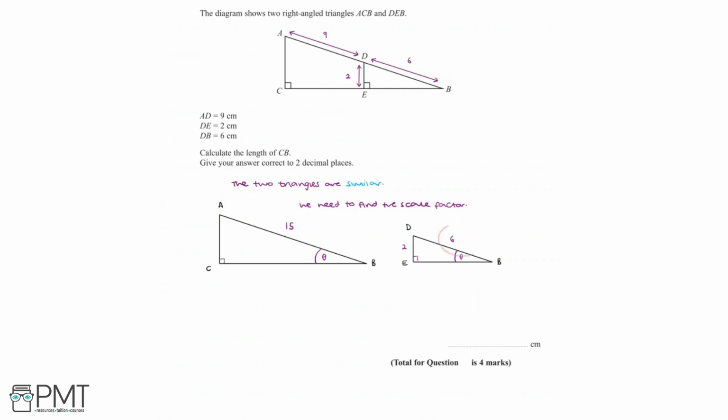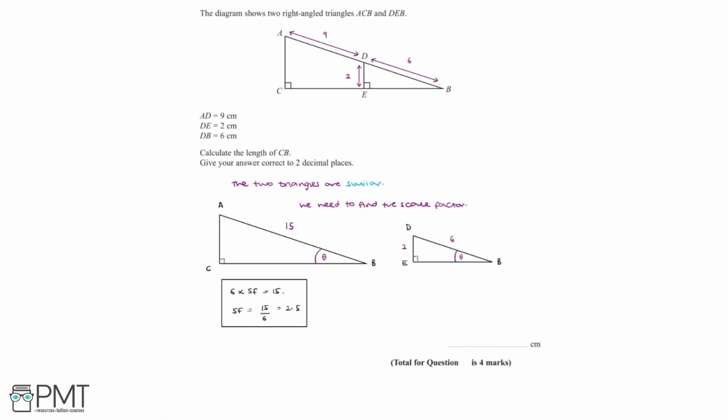We can say that 6 multiplied by the scale factor is equal to 15. And dividing both sides by 6, we can say that the scale factor is equal to 15 divided by 6, which is equal to 2.5. Now we've found a scale factor of 2.5. Our final answer should be the length of line CB. Now we can see that the line CB is the corresponding length of the line EB, and if we know EB, we can multiply EB by the scale factor in order to find CB.